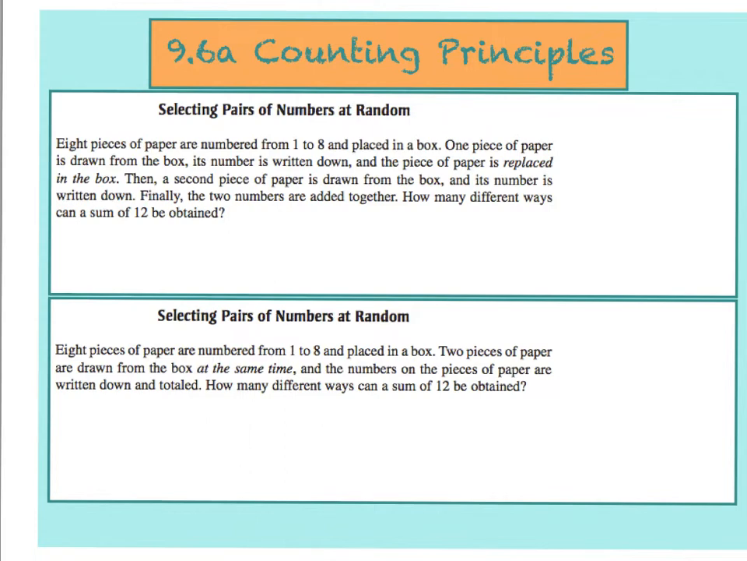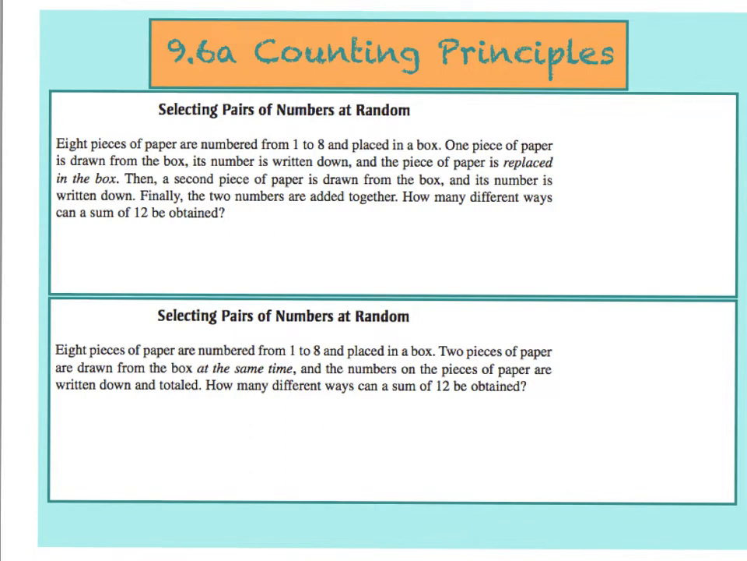8 pieces of paper are numbered from 1 to 8 and placed in a box. One piece of paper is drawn from the box, its number is written down, and the piece of paper is replaced in the box. Then a second piece of paper is drawn from the box, and its number is written down. Finally, two numbers are added together. How many different ways can a sum of 8 be obtained? Or of 12 be obtained?